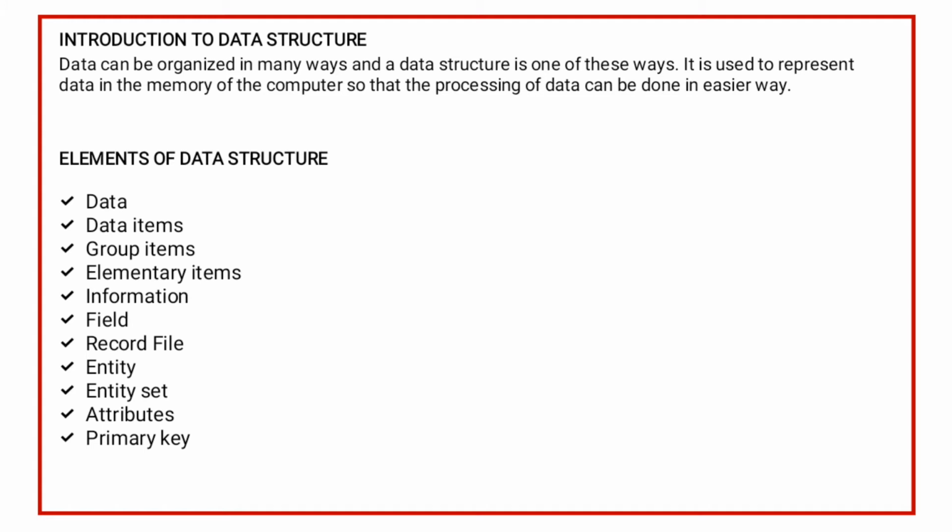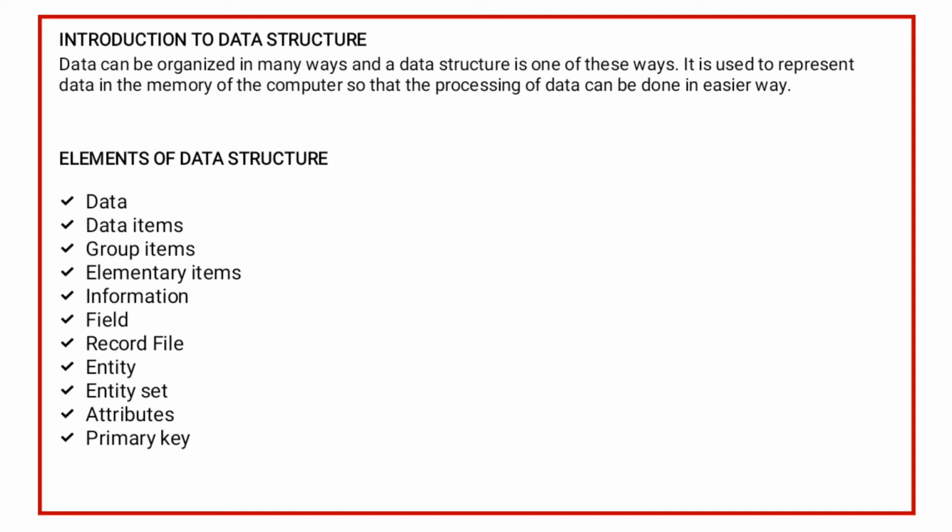The first element of data structure is data. Data are values or sets of values or collections of facts such as numbers, words, measurements, observations, etc. Another element is data items. A data item refers to a single unit of values. The next element is group atoms. Data items that are divided into subatoms are called group atoms. For example, name is divided into first name, middle name and last name.